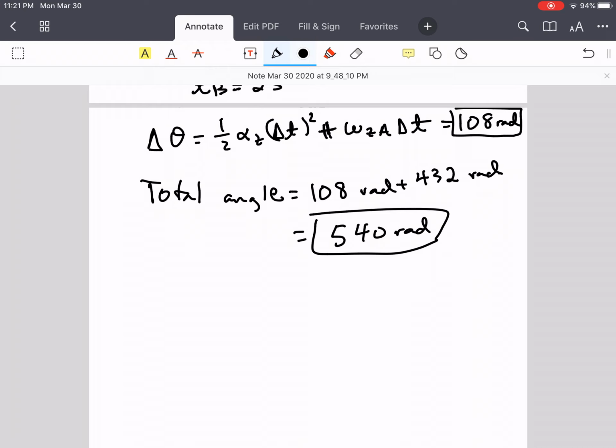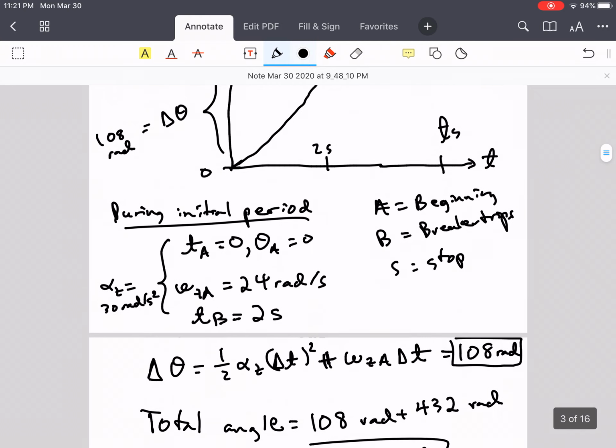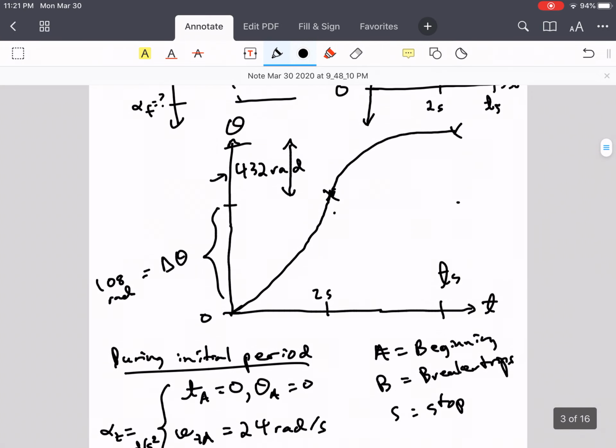Okie dokie. Part B starts to get a little trickier, but not too bad. So part B, now we want to know, where are we here? At what time does it stop? So again, I know part of this. I know that I start off during the second period at 2 seconds, and I end up at TS. So the question is, what's this TS, the time that I stop at? All right, so what do I know about the second period? Well, I know I go through 432 radians. I know my initial angle, but that's not so interesting.